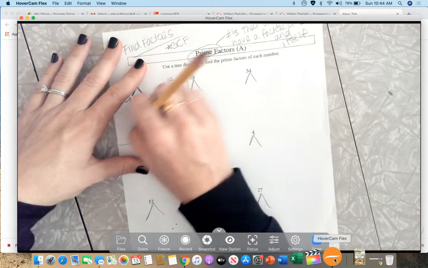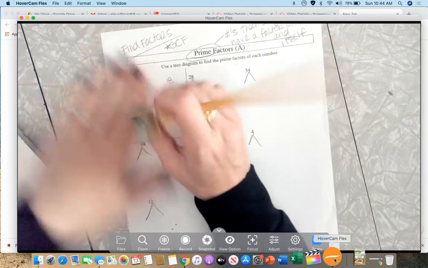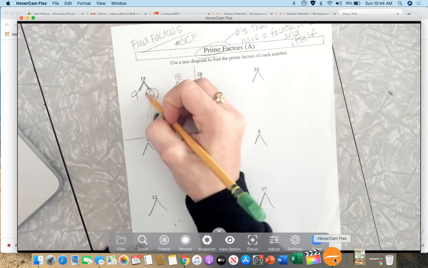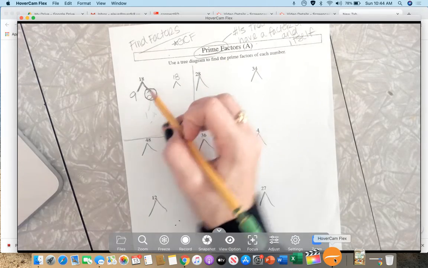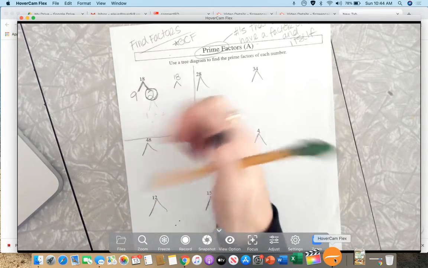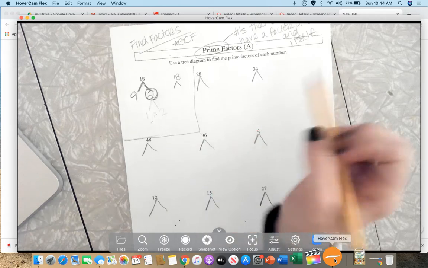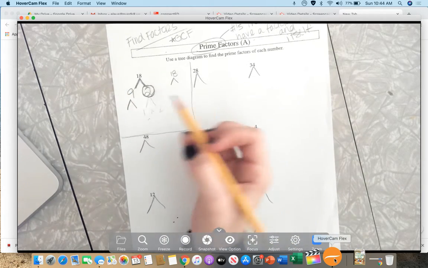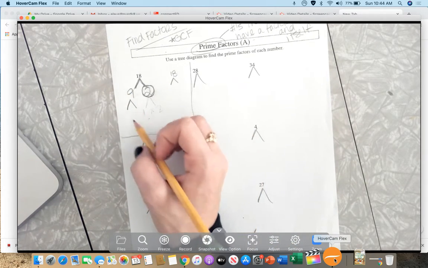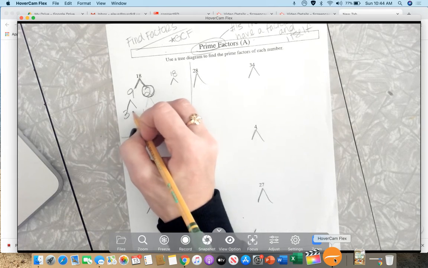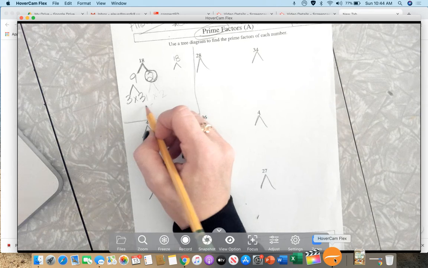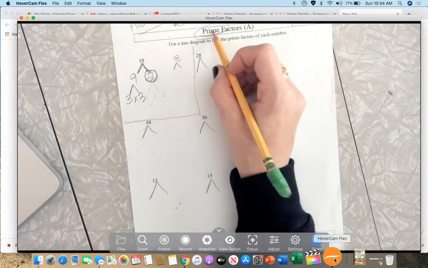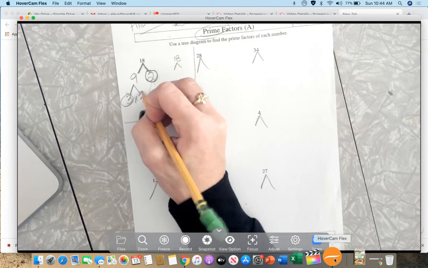So that's a prime number. So what I'm going to do is circle it because that one is done. I can't factor it out anymore. Once I get a prime number, circle it and it's done. I'm not going to factor it out anymore. 9 can still factor out. I have other numbers that multiply to 9. I have 3 times 3. Can I branch out my 3's? No, 3's are prime. So that means my 3's are done.